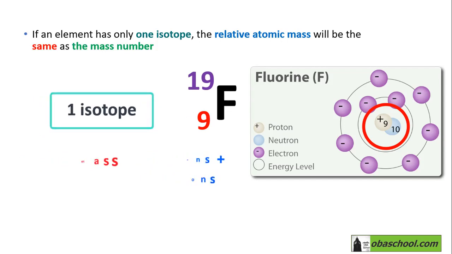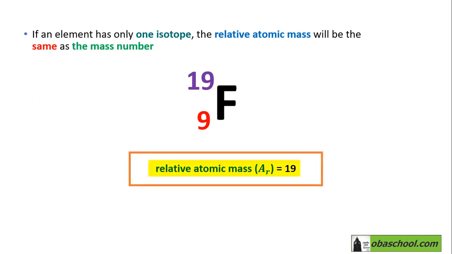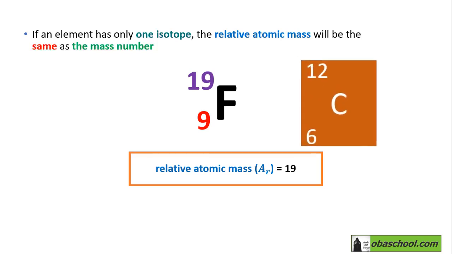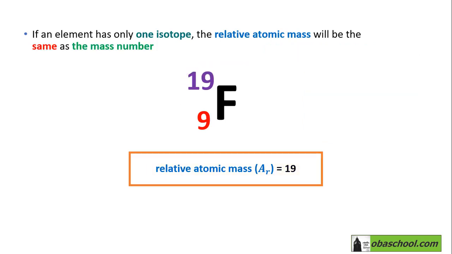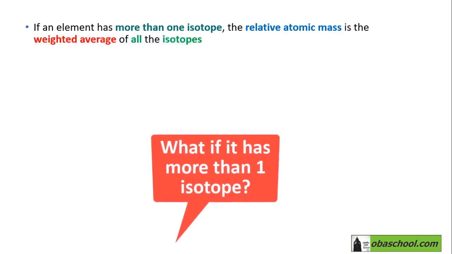So for fluorine, the relative atomic mass, or the Ar value, is just going to be equal to the mass number, which we can see from the nuclear symbol is 19. What this means is if an atom of carbon-12 has a mass of 12, then an atom of fluorine has a mass of 19. So what about if an element has more than one isotope?